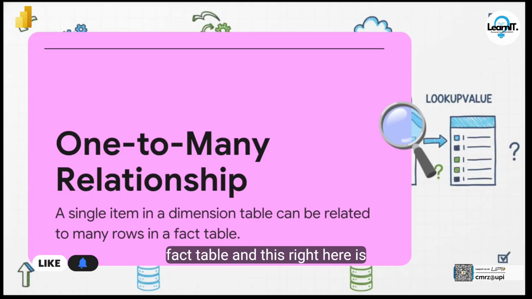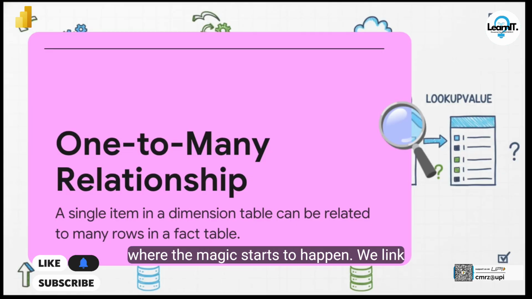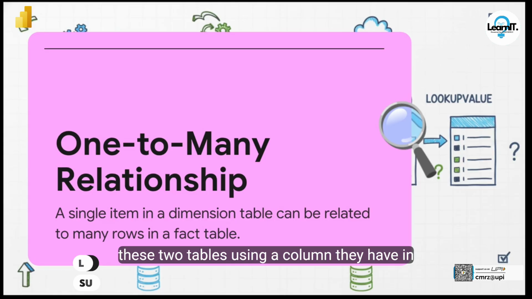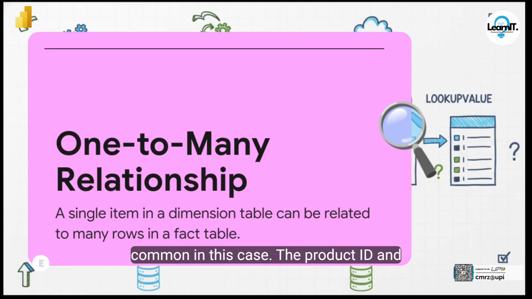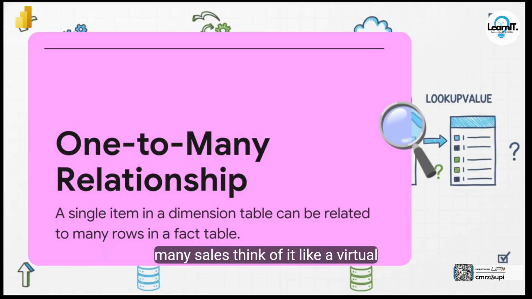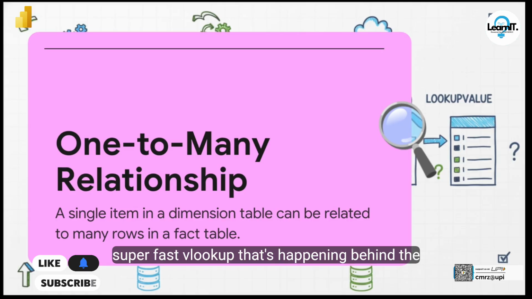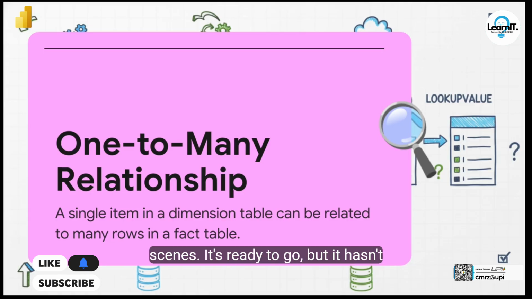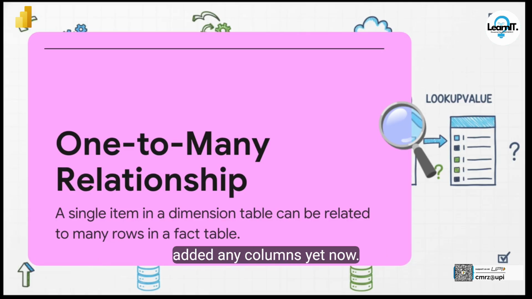And this, right here, is where the magic starts to happen. We link these two tables using a column they have in common, in this case, the product ID, and we create what's called a one-to-many relationship. It means one product can have many sales. Think of it like a virtual super-fast VLOOKUP that's happening behind the scenes. It's ready to go, but it hasn't added any columns yet.